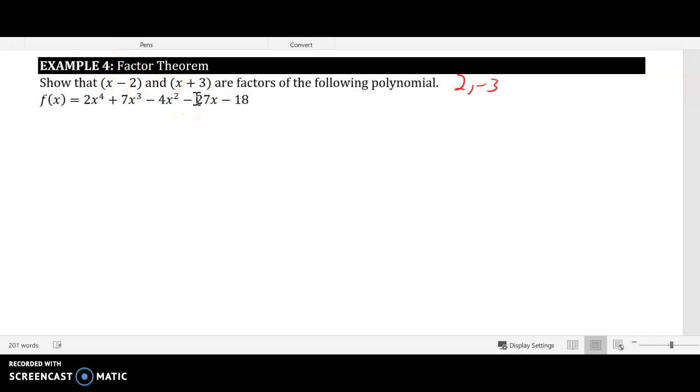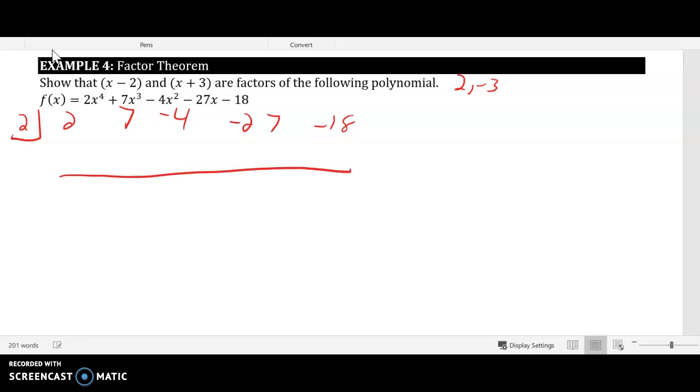These are zeros. Okay, so let's put 2 in the box. Right, x minus 2 is the factor, but 2 is the zero. So we've got a 2, 7, negative 4, negative 27, negative 18. So we can do synthetic division. You could do long division if you choose, but I think synthetic's faster. So we bring down our 2 and we multiply. Add. Multiply. Add.